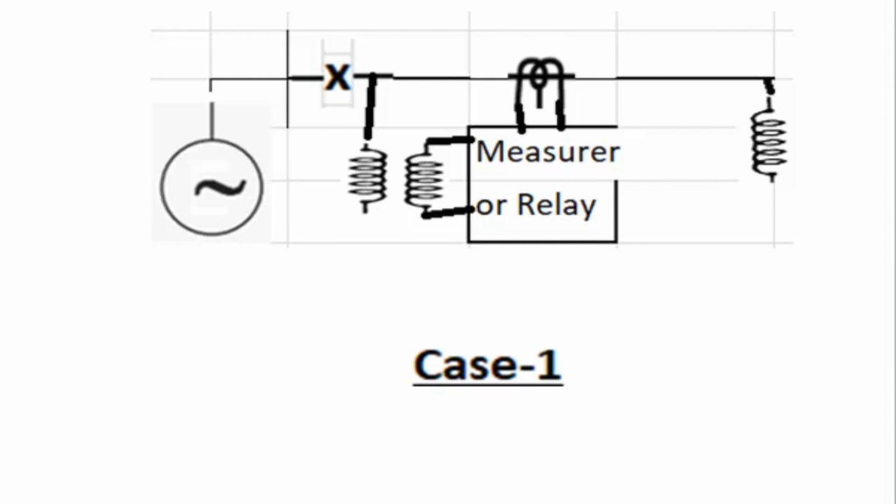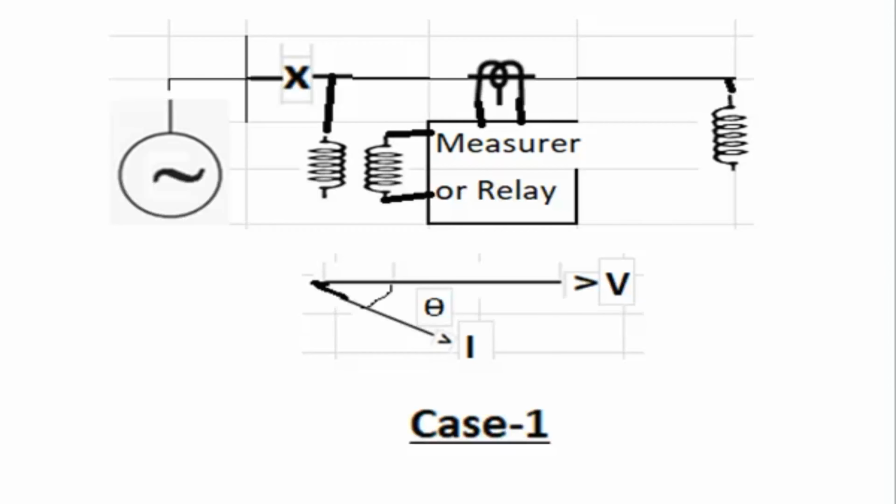Case 1. Here the source is connected to the back side of the relay or measurer. Load is connected to the forward connections. If you see in the vector connections, current is lagging with reference to V by theta. Here the angle is not shown as minus or plus, it is a lagging angle.